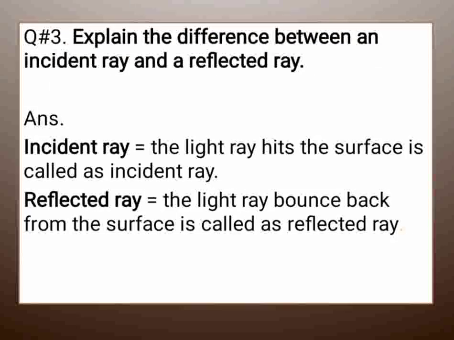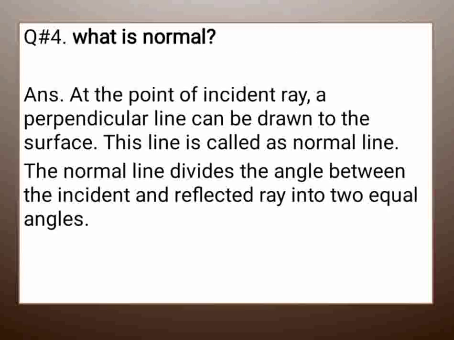Question number 3. Explain the difference between an incident ray and a reflected ray. Incident ray means जो fall कर रही है और reflected ray जो वहां से strike करके वापस आ रही है. So incident ray means the light ray that hits the surface is considered as incident ray, and the light ray that bounces back from the surface is called as reflected ray.